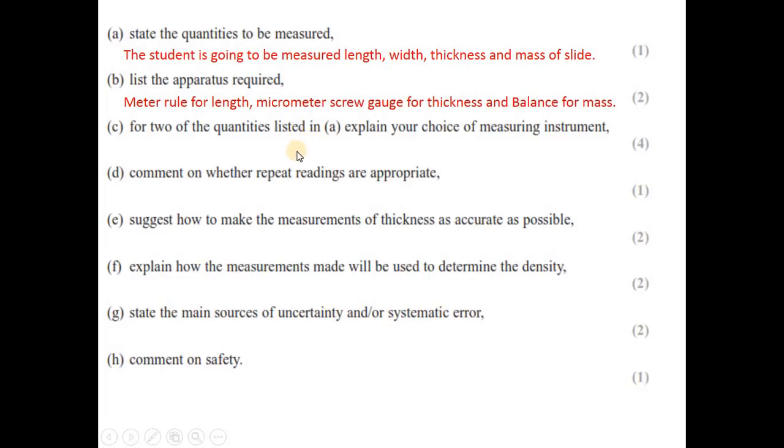Of course, these are typical questions in every old specification paper. So for the choice of the measuring instrument, if you are using a meter ruler like this, we are using the meter ruler because the precision or resolution of the instrument is 0.1 centimeter or 1 millimeter, quite appropriate to measure the length and the width. And for the micrometer screw gauge, the resolution or precision is 0.001 centimeter, quite appropriate for thickness.